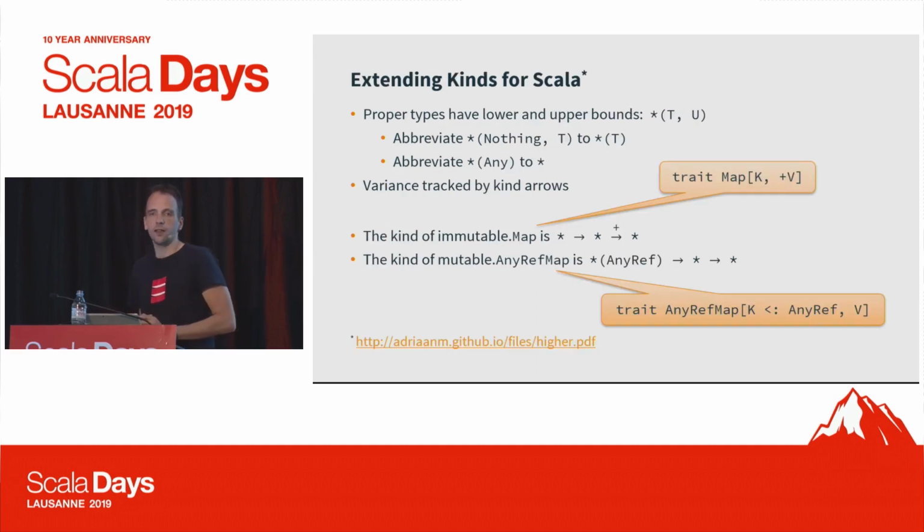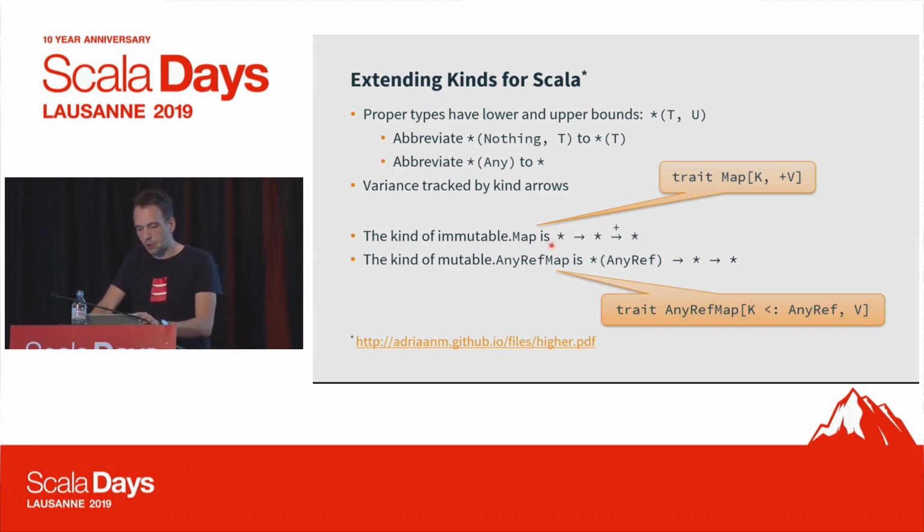That's not quite enough for Scala, though. We'd have to extend it to support upper and lower bounds and variances. That's something Adrian did in this paper I'm linking here. So basically, we have to add an upper and a lower bound to every proper type, like this. And we have to add a kind annotation to the arrow. This is really not important for what we're trying to do. I'm just giving you some background here.